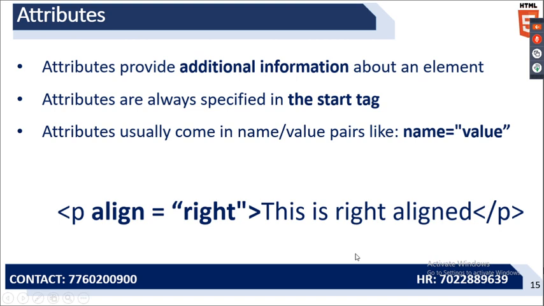What is the additional information? It is moving the content to the right side. Yes or no? Right side, center, whatever it may be. And attributes are always specified in the start tag. You have to specify in the start tag, that means the opening tag. Attributes usually come in name-value pairs, like name is equal to value.